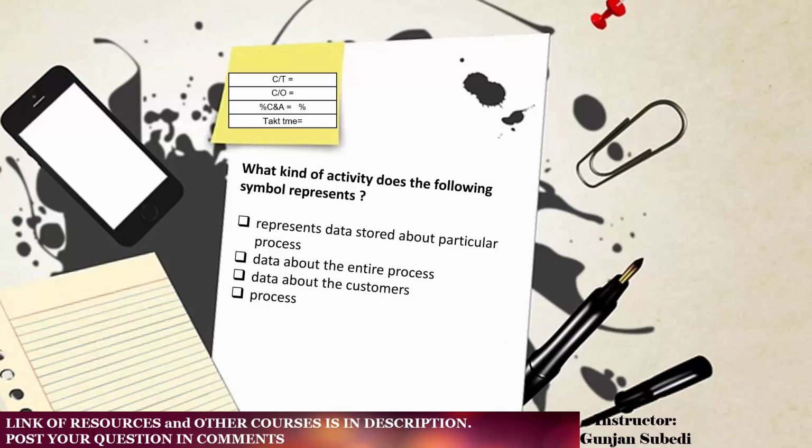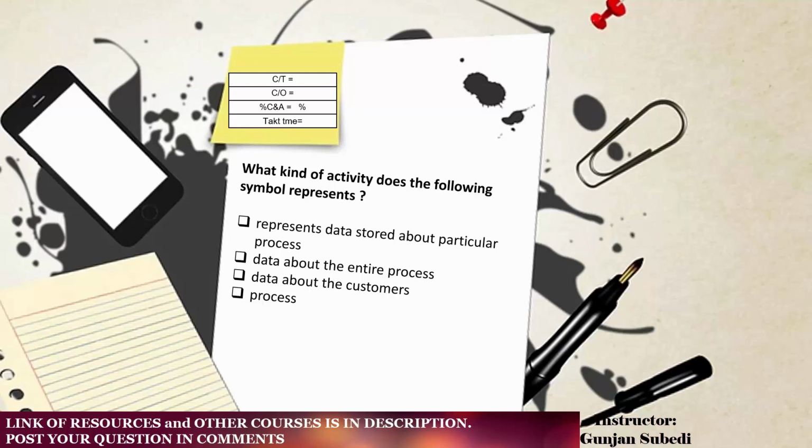What kind of activity does the following symbol represent? Your options are: First, it represents the data stored about the particular process. Second option, data about the entire process. Third option, data about the customers. And the fourth option, it represents the process.